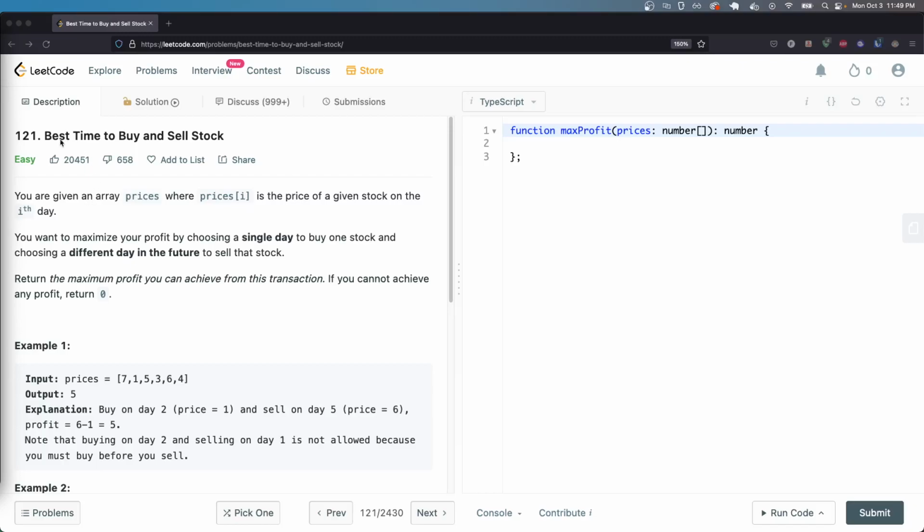So the problem is a very easy one. It's called best time to buy and sell stock. And it says the following: you are given an array of prices where any given price is the price of a stock. What you want to do is maximize your profit by choosing a single day where you buy the stock, obviously being the cheapest, and choosing a different day in the future, obviously after you buy, to sell that stock. So obviously you want to buy cheap and then sell at a more expensive price, right?